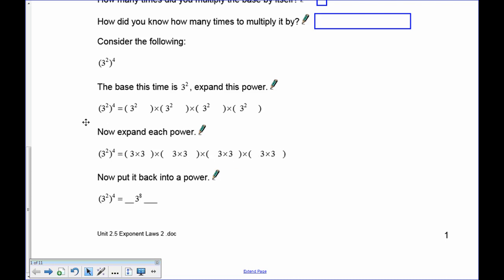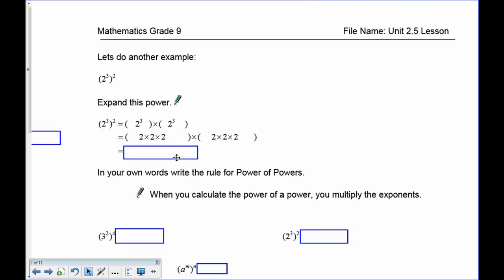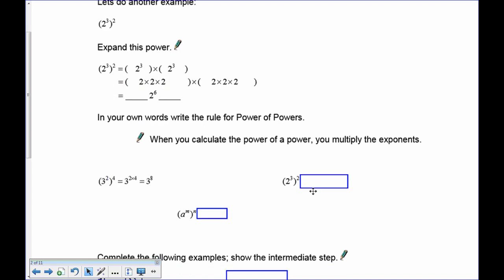So this is like our distribution law. When you cross a bracket, you multiply, all right? So just take a look here. Here's our example. Here's another one over here. 2 to the 3 multiplied by itself 2 times. If you simply multiply the 2 and the 3, you get 2 to the 6, and that's what we got up here. So this is the way you do it.